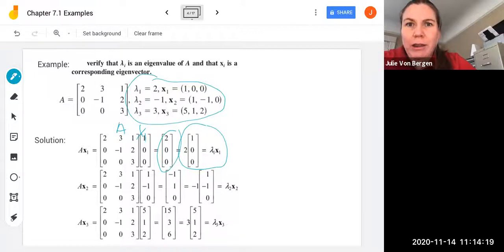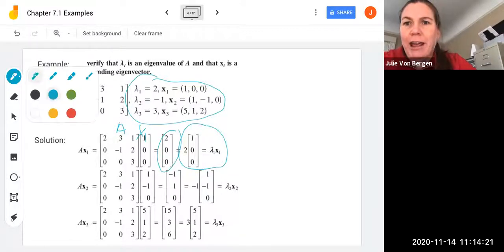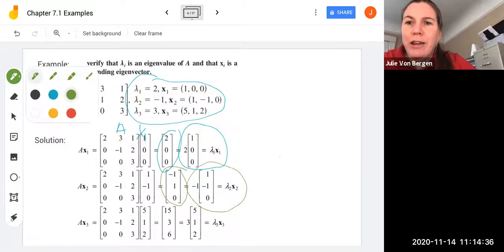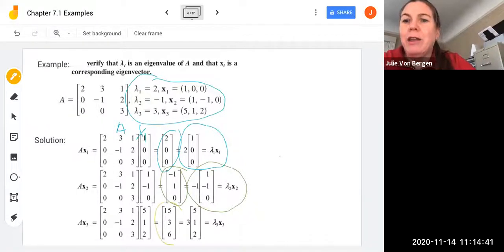Then in the next calculation, same matrix A now multiplied by x2, and we see that gives us the negative version of x2. So we're able to say that -1 times vector x2 is lambda 2 x2. And then for our third calculation down here, we've got matrix A times vector x3, and so we get (15, 3, 6), and you can see right away you can factor 3 out. And so that's 3 as our eigenvalue multiplied by vector x3.